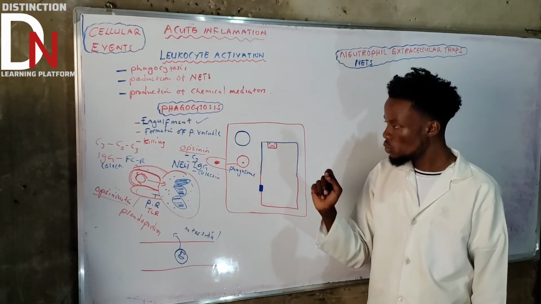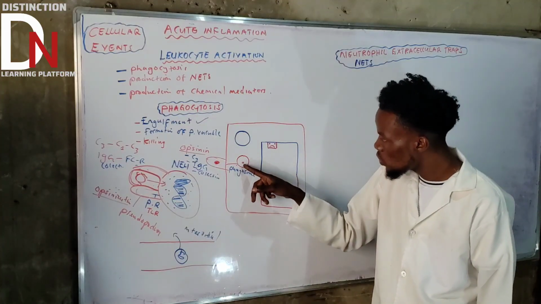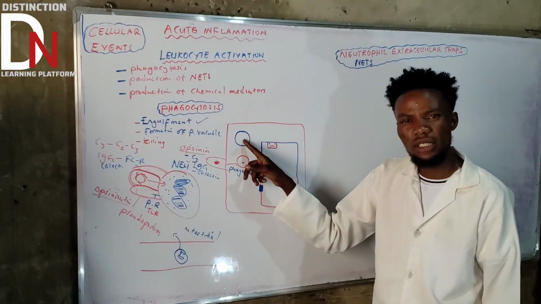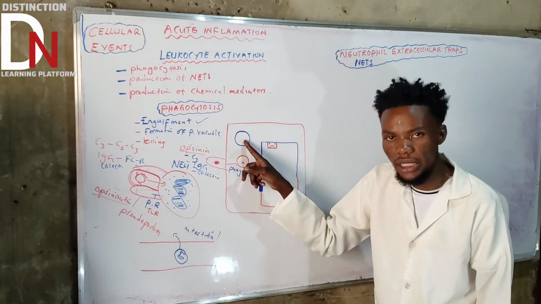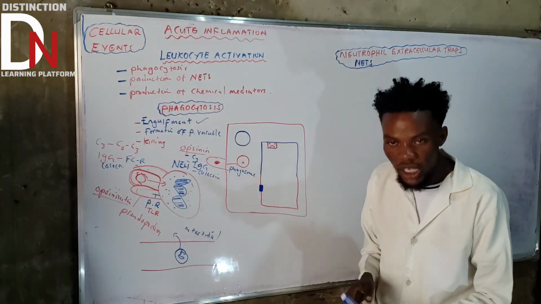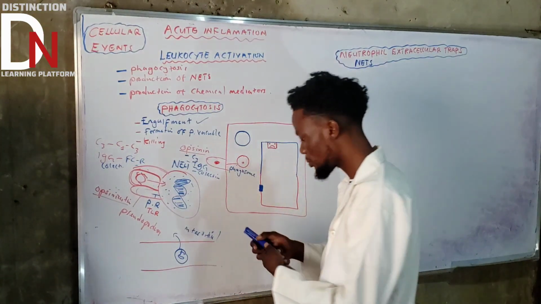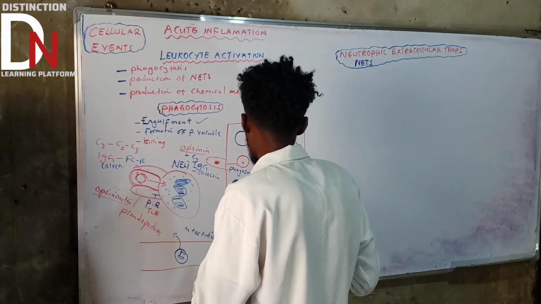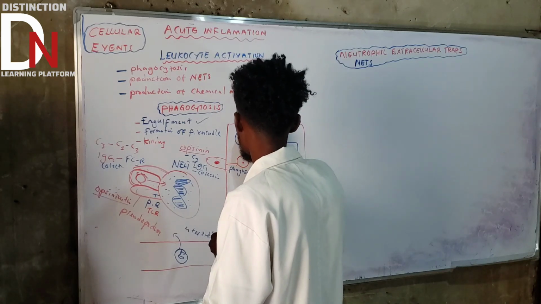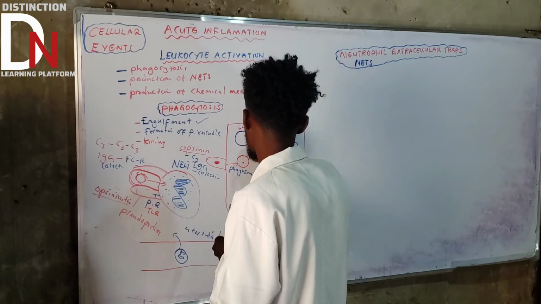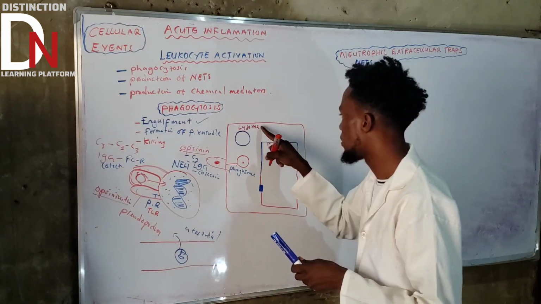Then what's going to happen is this: this phagosome is going to combine with something very, very important. What do we call this vacuum? We call it the lysosome.